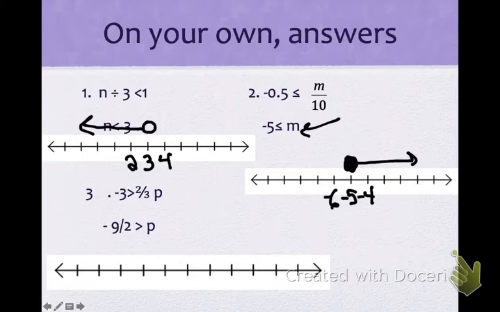Here I have p is less than negative 9 halves. Well, that's going to be hard to graph. So I'm going to make that into a mixed number. So that's negative 4.5. So my scale can be by halves.